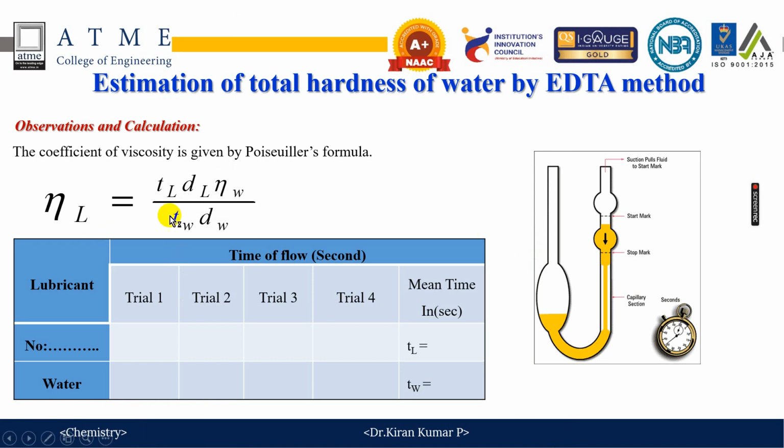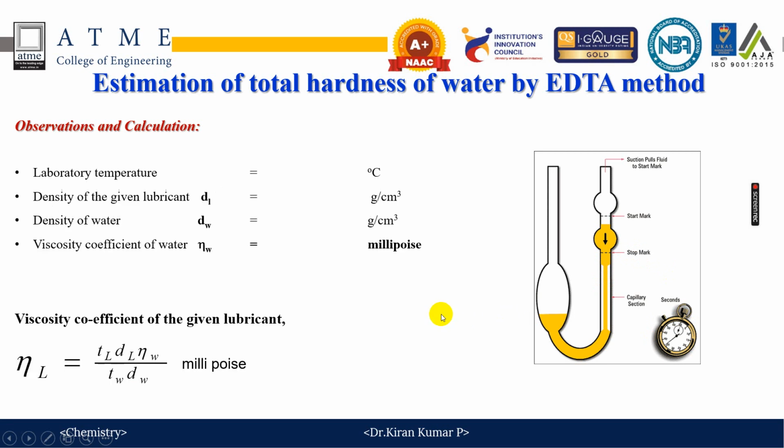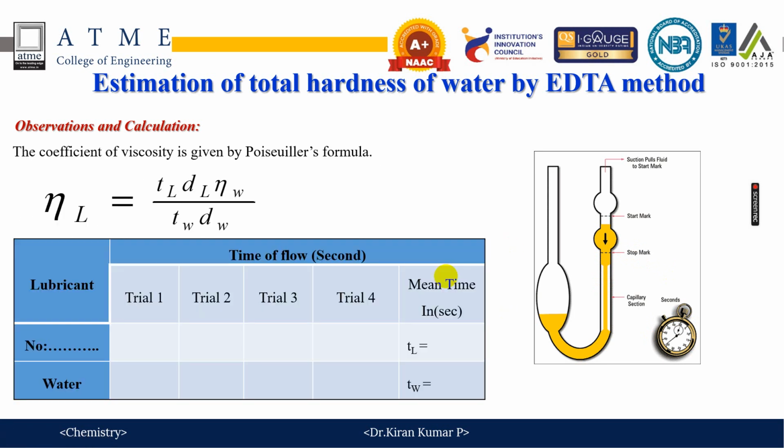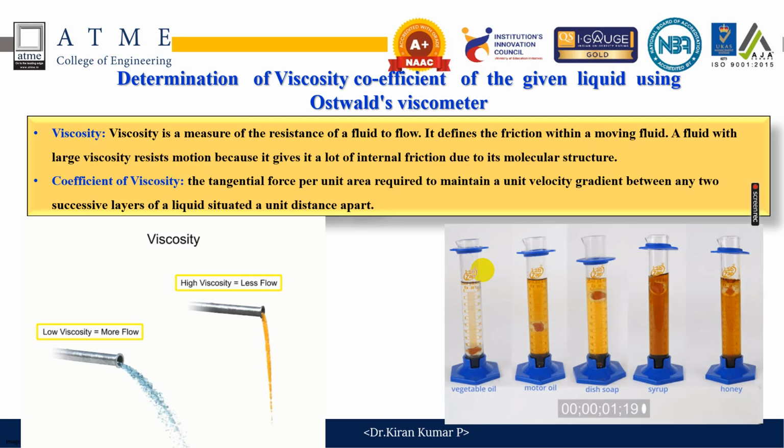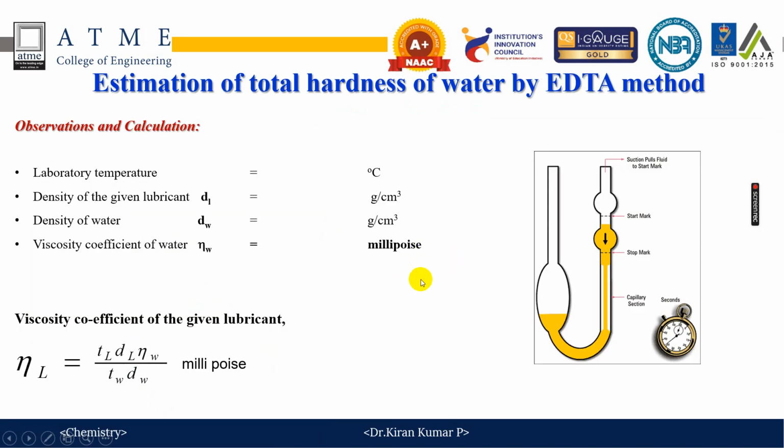This is the formula used. Here you can see the time taken for the liquid to flow from start mark to stop mark. When the liquid reaches the start mark, switch on the stopwatch. When it comes down to the stop mark, stop the stopwatch. Note down each reading. This is how we can measure the viscosity coefficient of given organic liquid.